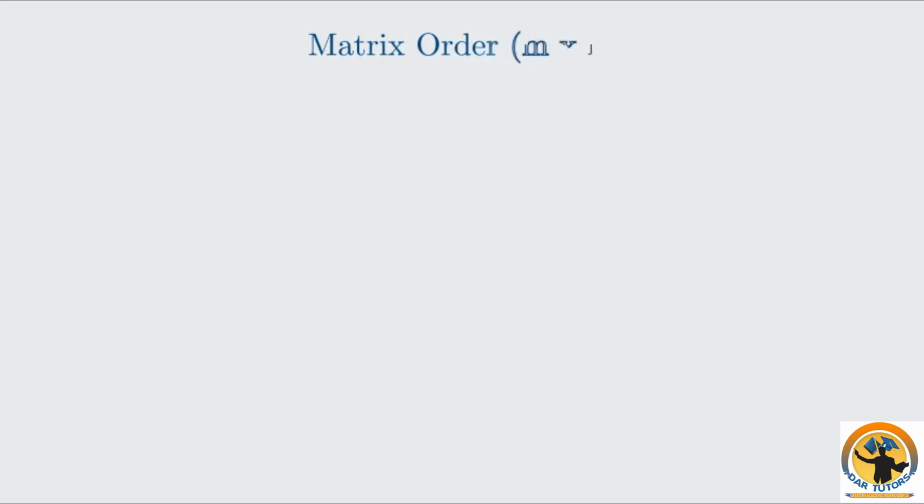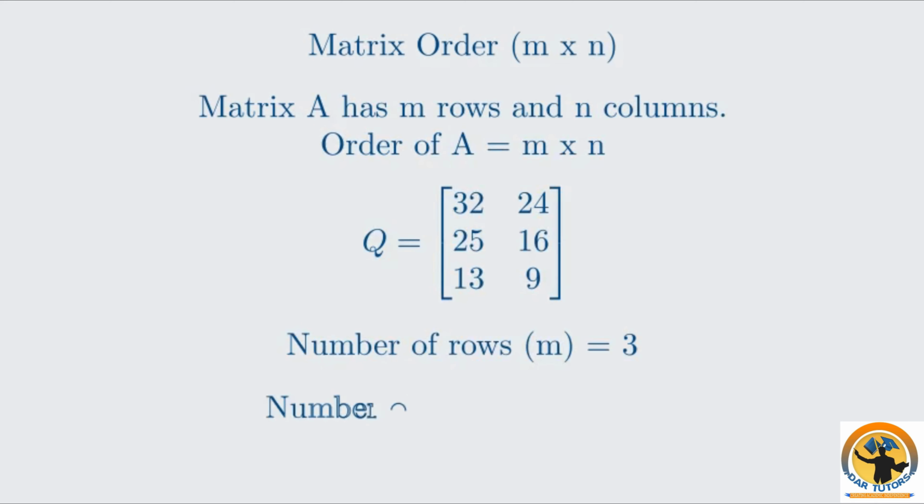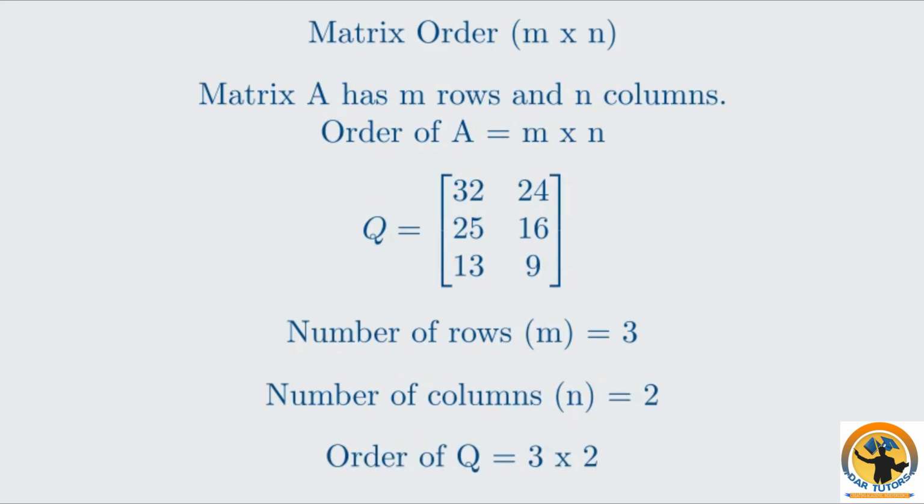Now, let's talk about a matrix order. The order of a matrix is defined by the number of its rows and its columns. We write the order as m by n, where m is the number of rows and n is the number of columns. This is often abbreviated as m×n. So, a matrix with m rows and n columns has an order of m×n. Remember, it's always rows first, then columns. For our pen sales matrix Q, we can see it has 3 rows and 2 columns. Therefore, its order is 3 by 2.